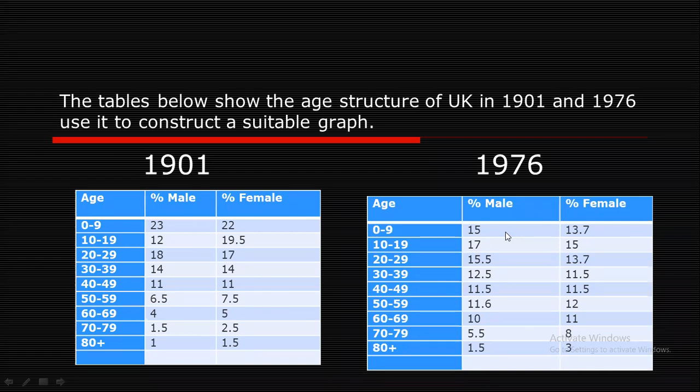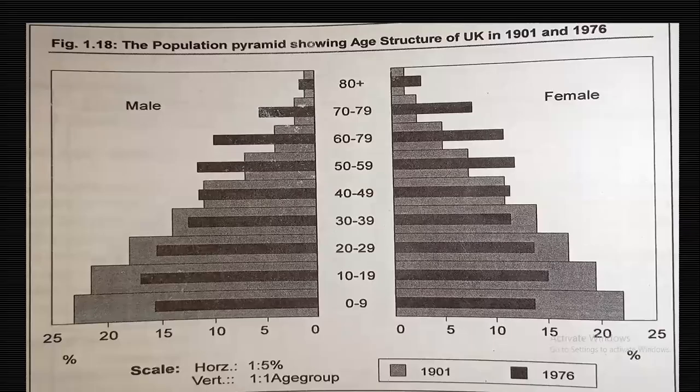So now let's try to go through. This information can be given, and they may want you here to use it to construct a suitable graph. Now, in some cases, you will find that you are going to use a compound population pyramid or a superimposed population pyramid. And how does it look? It is going to be like that.